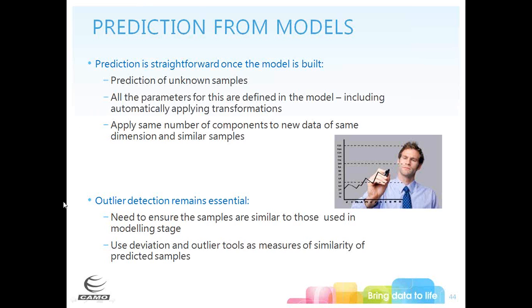Now, when we do prediction, outlier detection remains essential. We need to ensure that the samples that we are predicting on are similar to those we've used in our modeling stage. In the Unscrambler, we use deviation and outlier tools as a measure of similarity of predicted samples to those in our calibration set.